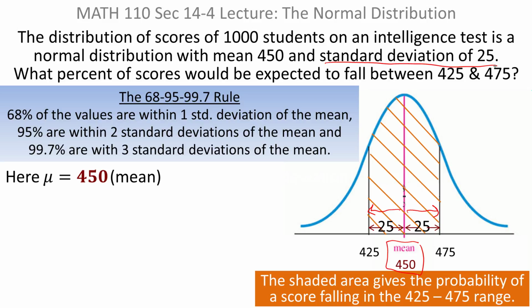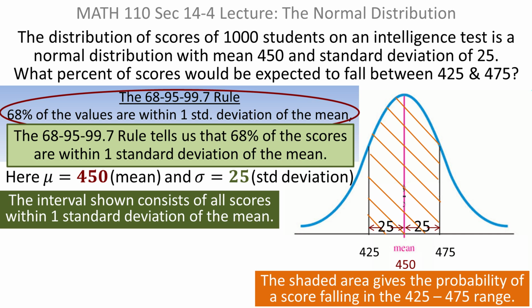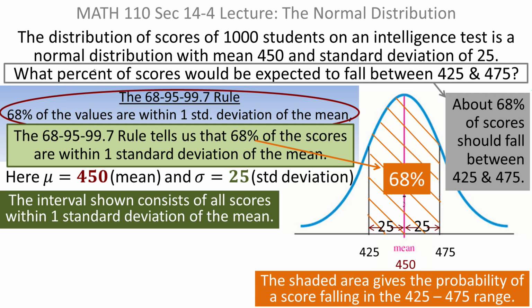What that tells you is the piece of information that you need to isolate the part of the 68, 95, 99.7 rule to use. If you know that you're one standard deviation away from the mean, that tells you that you're going to use the first line of the 68, 95, 99.7 rule, which says that 68% of the values are in that orange shaded area. And remember, that probability is the percentage of scores that we're looking for. So that tells us that about 68% of the scores should fall between those two.